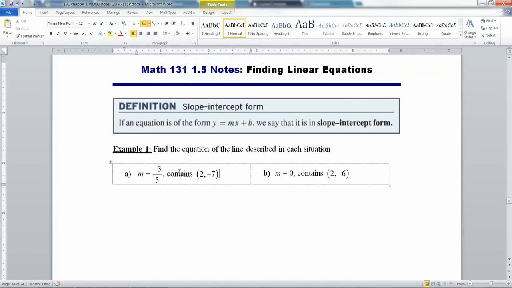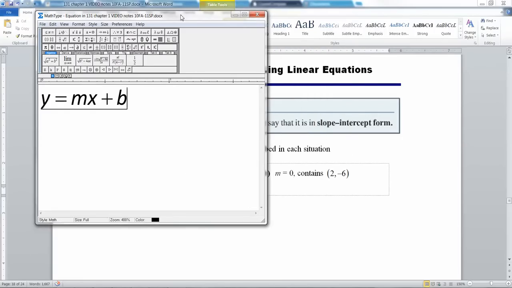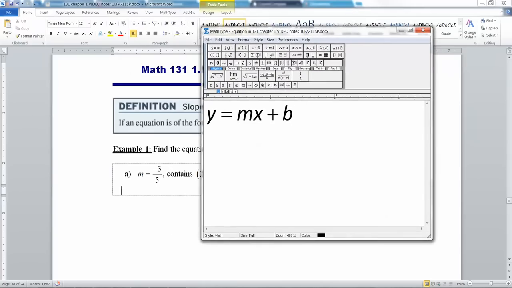So they say, hey, you've got a point (2, -7) and a slope of -3/5. So your job is to find the equation of a line that goes through that. Okay, well, this isn't going to be as hard as you might think. Look, the equation of a line everybody knows is y equals mx plus b, right? So what you want to do is say, okay, I know it's y equals -3/5 x plus b.